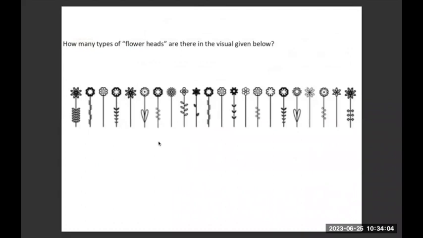You're given some arrows with different types of flower heads. These are flower heads, by the way. The top part is the flower head. You have to count how many different unique flower heads there are in this graphic. Some flower heads are repeating. You have to count the number.